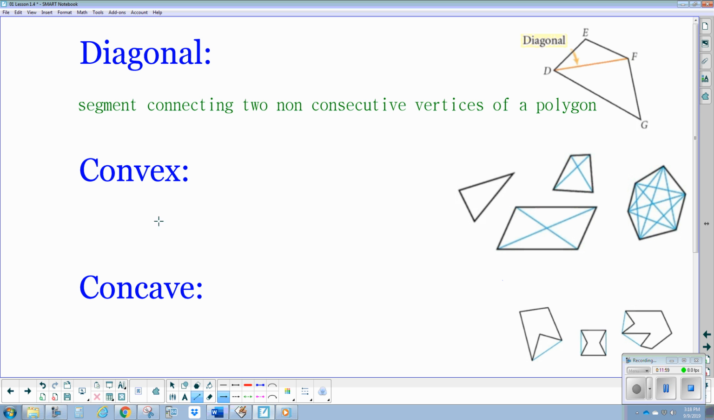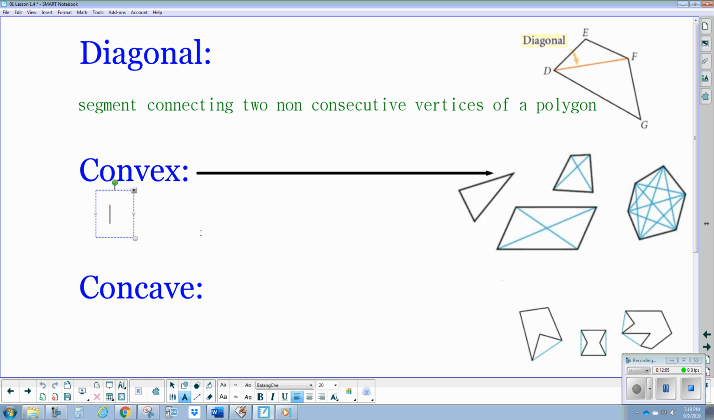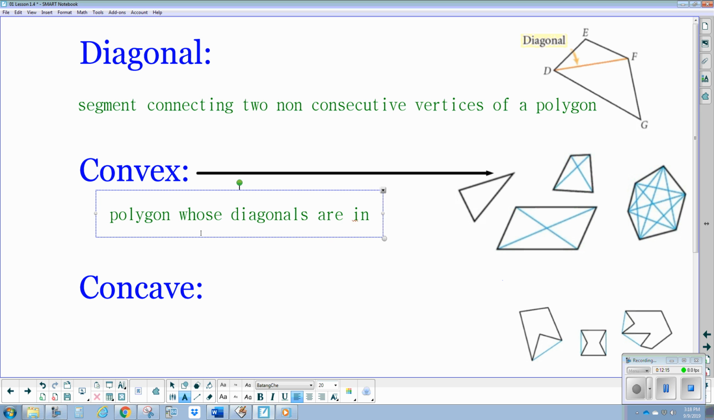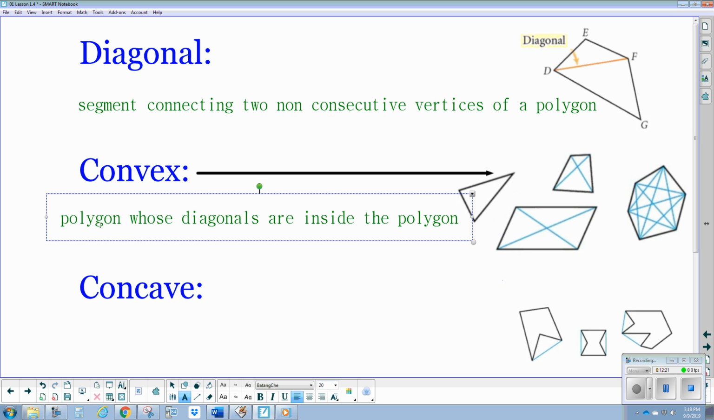Over here we can see a list of convex polygons. A convex polygon is defined as a polygon whose diagonals are inside the polygon. All diagonals are inside the polygon.